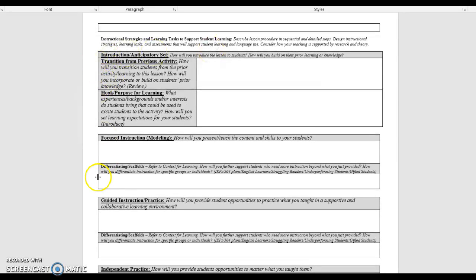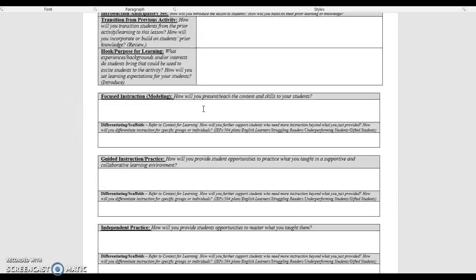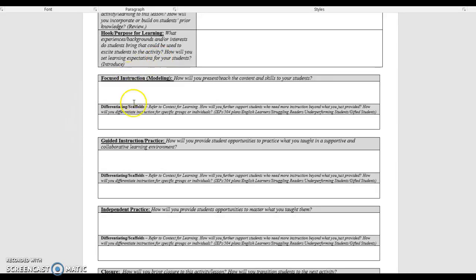So this is really when we're getting into the actual teaching. And here you first off start with the transition from the previous activity. How are you going to transition from what you taught before to what you're teaching now? And you connect the ideas. And then next for the hook, this is something that is capturing the student's attention, maybe like an image or a video or maybe a quote that gets them interested.